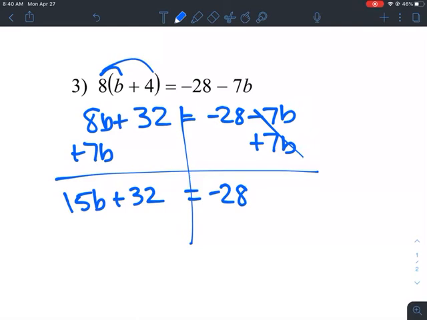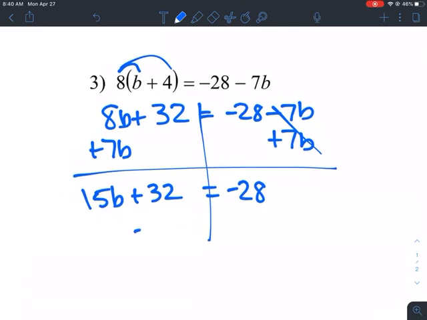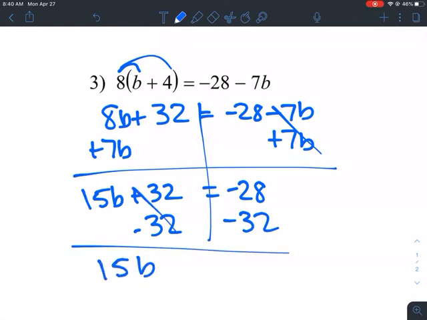Go on. So I got to get the b by itself. So I'm going to get rid of that 32. So I'm going to subtract 32 on both sides. So I'm going to bring down my 15b, and it's going to equal negative 60.